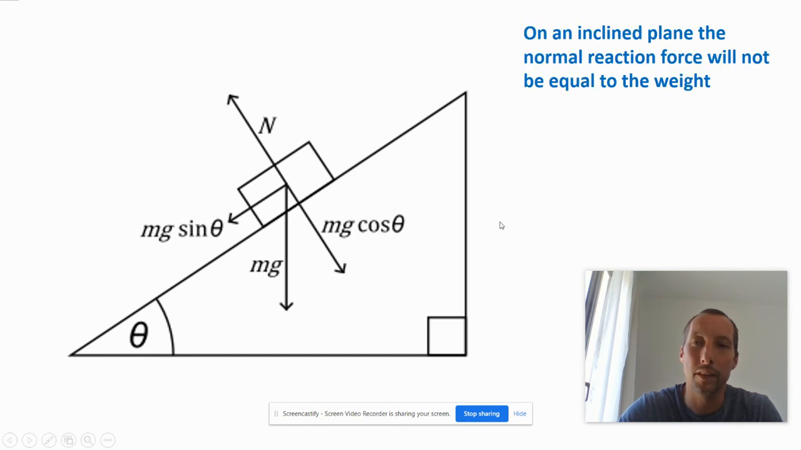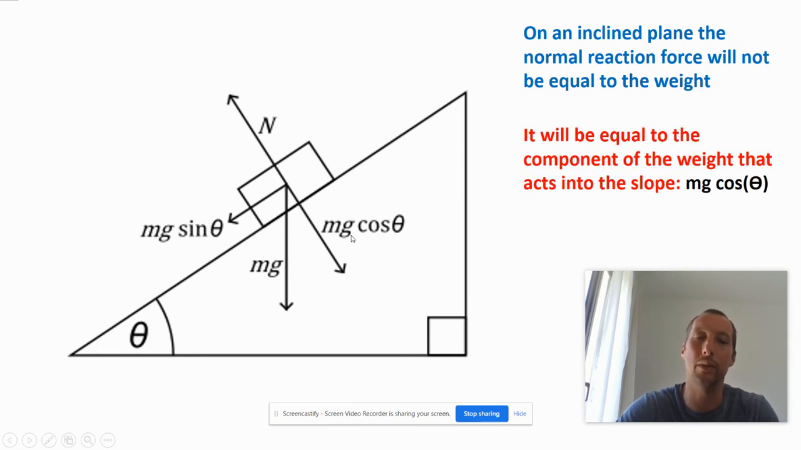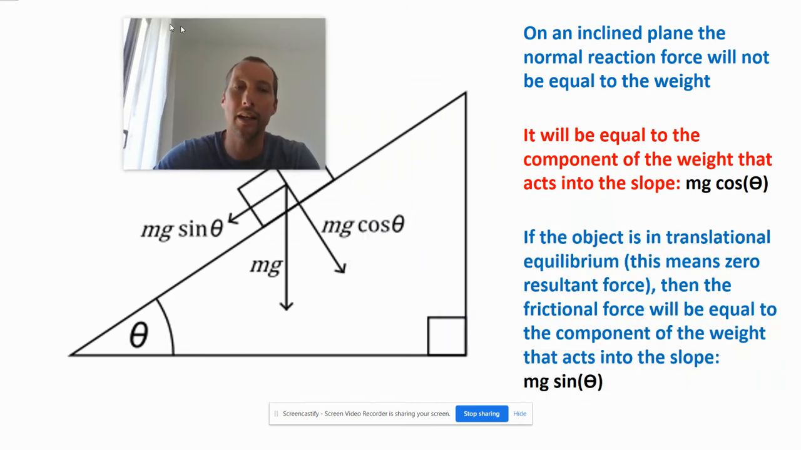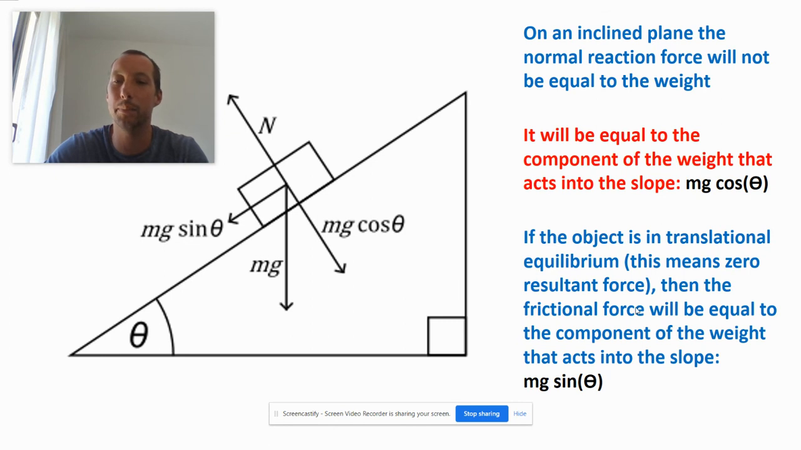So on an inclined plane, the normal reaction force will not be equal to the weight. It will be equal to the component of the weight into the slope, mg cos theta. If the object is in translational equilibrium, meaning zero resultant force and balanced forces, then the friction will be equal to the component of the weight that acts down the slope. I said into the slope earlier, but that should say down the slope.